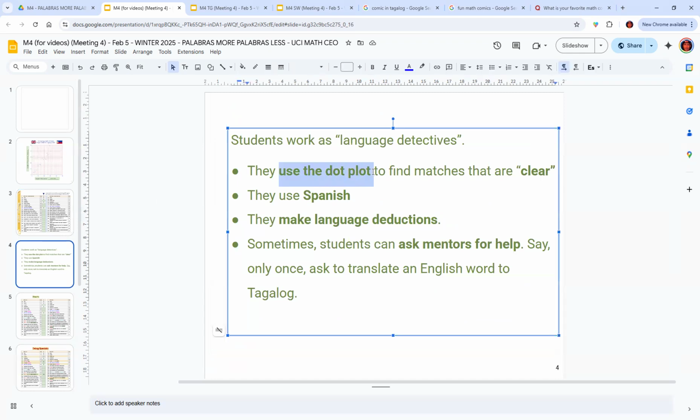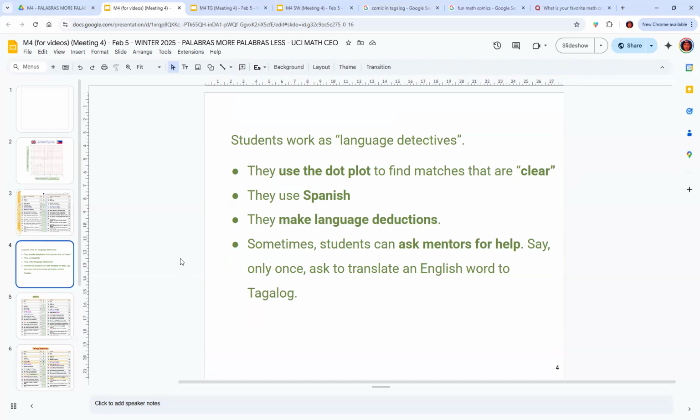The graph, the dot plot, to find matches that are clear and not ambiguous at all. So we'll talk about what that means. Spanish, there's also a good use of Spanish. And finally, language deductions and logic. So logic could be included here or everywhere, really. Sometimes if students are really stuck, you could help them. For example, they could ask you to translate just one word from English to Tagalog or vice versa, just to get them unstuck.